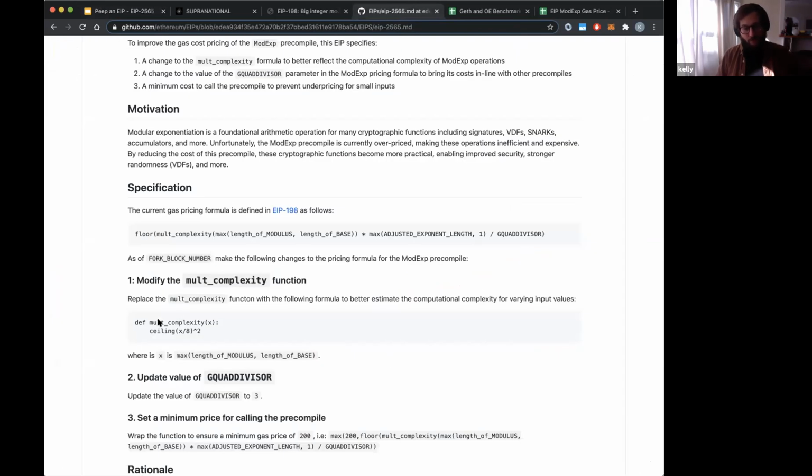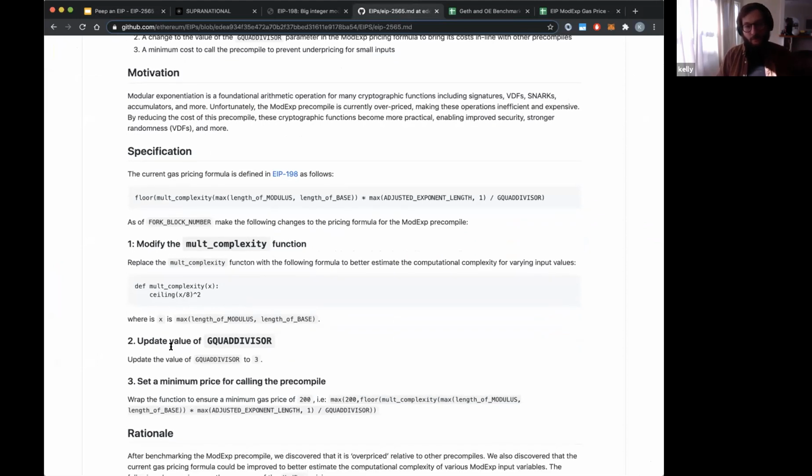Okay, so as we mentioned, we modify this multiplication complexity formula from the original one in EIP-198 to this new function. This moves us from the blue line to the red line from that previous graph. The second thing we do is update this value of G quad divisor. Before, we knew it was overpriced, and this had a different value. So we just changed this value so that we are getting close to that 20 million gas per second.